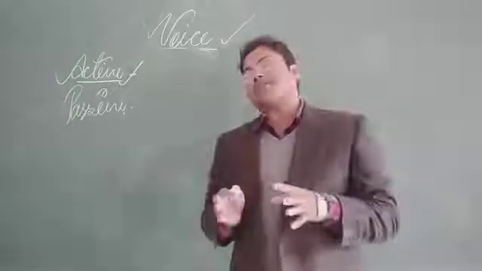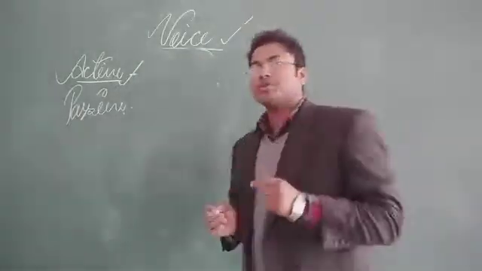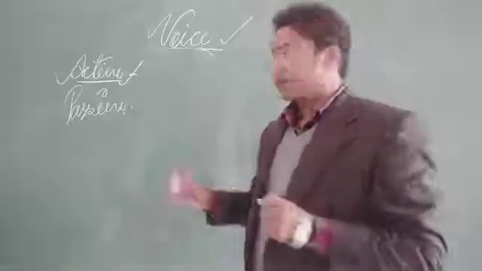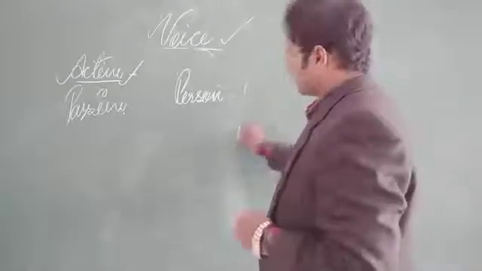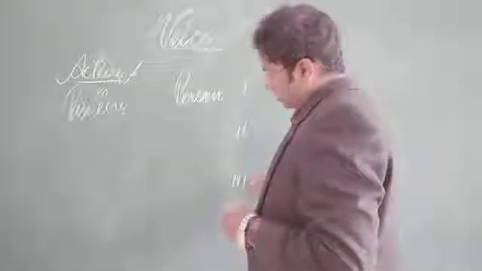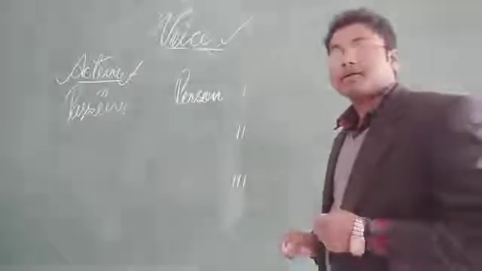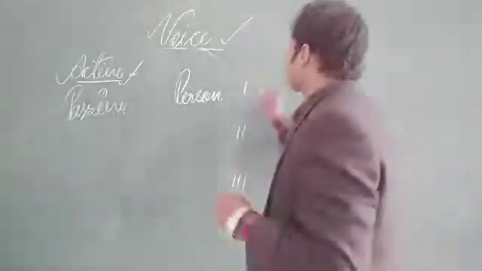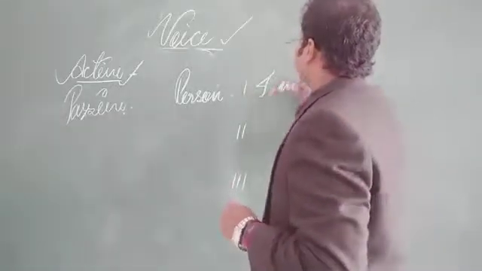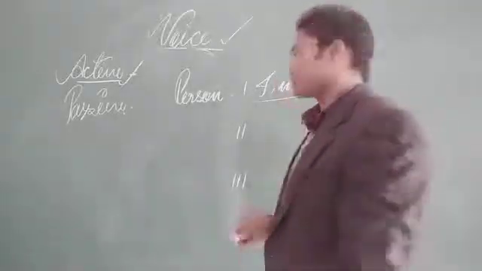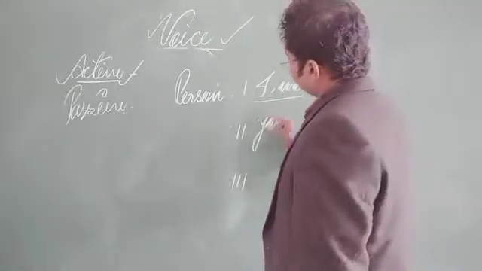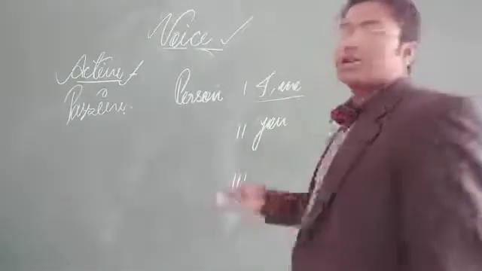As for the previous knowledge of ours, we know about person. It is three kinds: first person, second person and third person. What is first person? I, we. Both pronouns are known as first person. Second person, you. These all are personal pronouns.